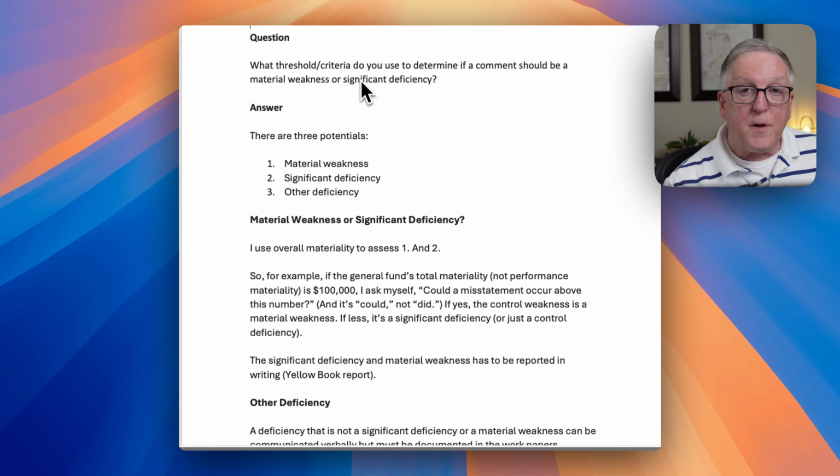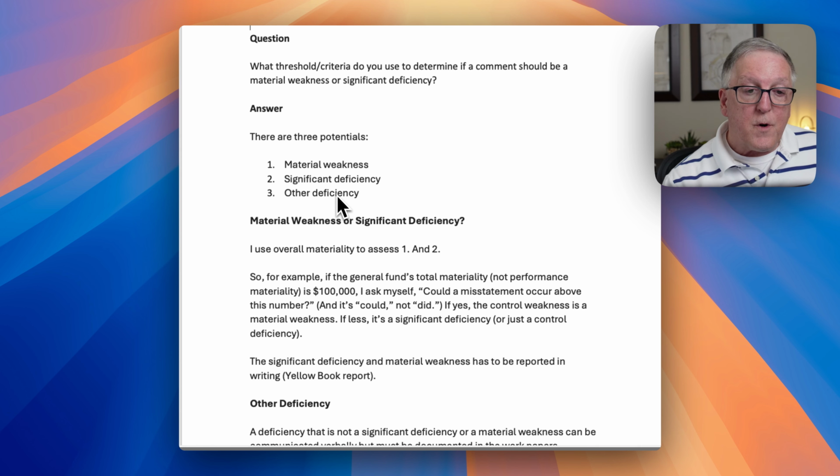So this afternoon, the CPA emailed me and asked, what's the threshold that should be used in distinguishing internal control weaknesses? And my answer to him was there's three potential internal control weaknesses, and they are material weakness, significant deficiency, or other.